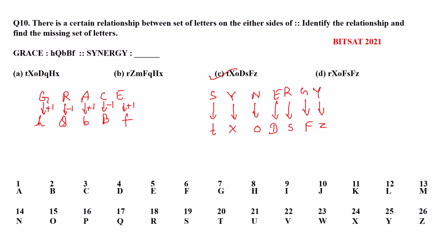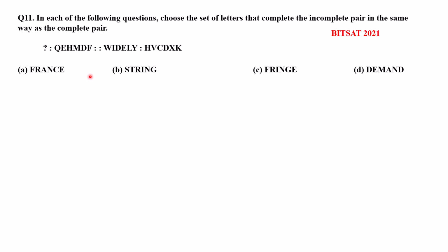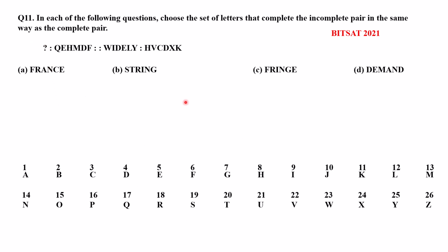Now moving to the next question. In question 11 also you have to complete the pair. First notice the pair which is already completed, and based on that we have to fill in this pair. So let's write the alphabetical chart. As the first word is missing, I have written the first word down over here, and let's try to find out the pattern.